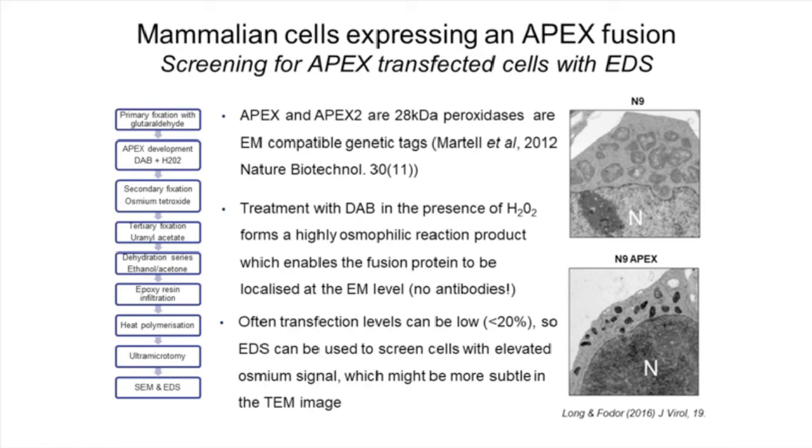Here is an example on the right of a previous Apex project we had in the EM facility, where a protein that localizes to both the nucleus and mitochondria was tagged with Apex. You can see that these organelles are much more electron dense in the cell expressing the Apex fusion compared to the non-transfected cell at the top.